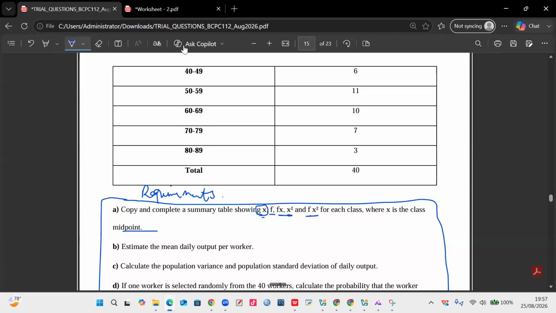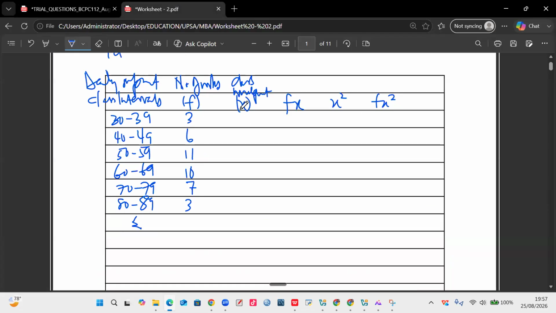Okay, so you should find the X. So don't bring in class boundaries. If we are to bring class boundaries, this 30 will become 29.5. Then we'll subtract 0.5 from the 30, then add 0.5 to 39. So it will be 29.5 to 39.5. That will be the class boundary, but don't bring class boundaries. Here they said we should just find the x, which is the class midpoint. The class midpoint is the x.